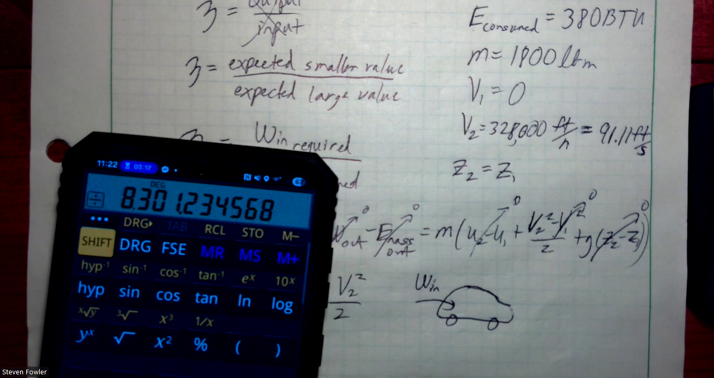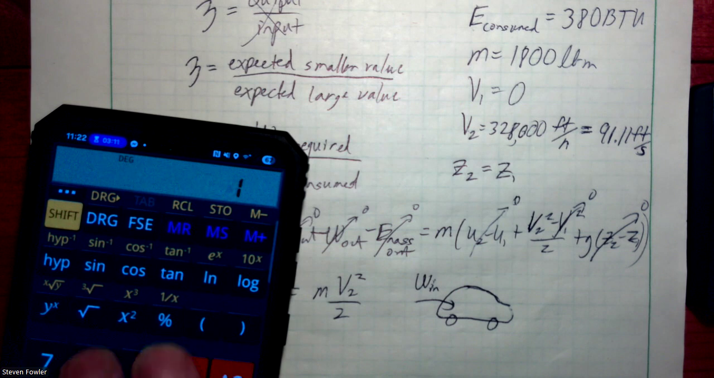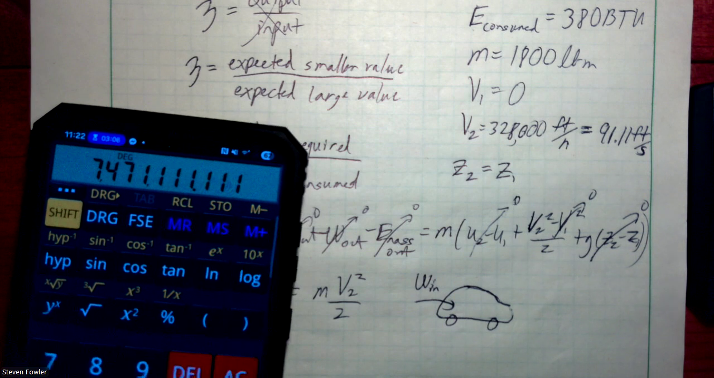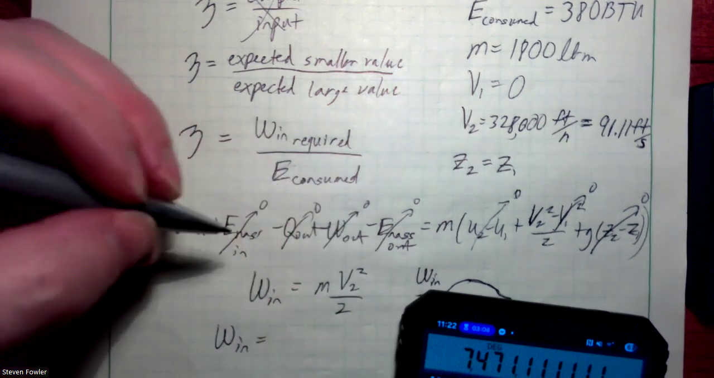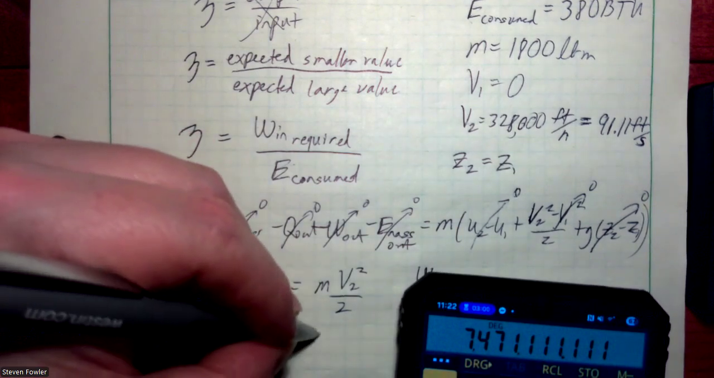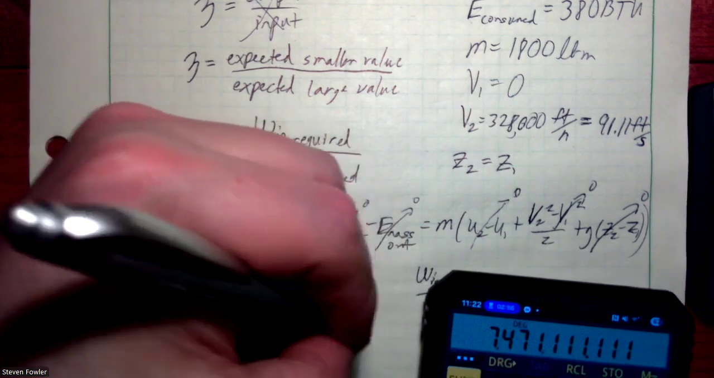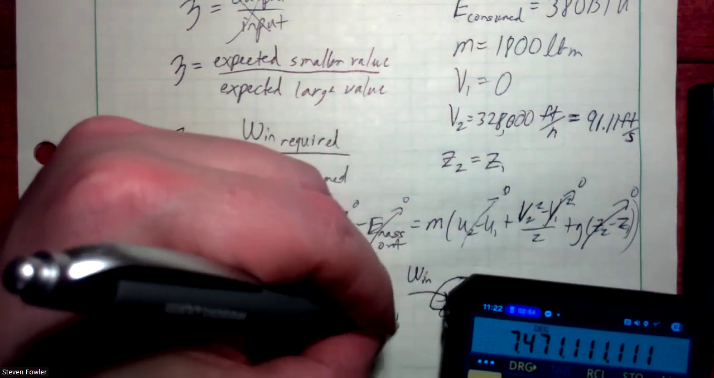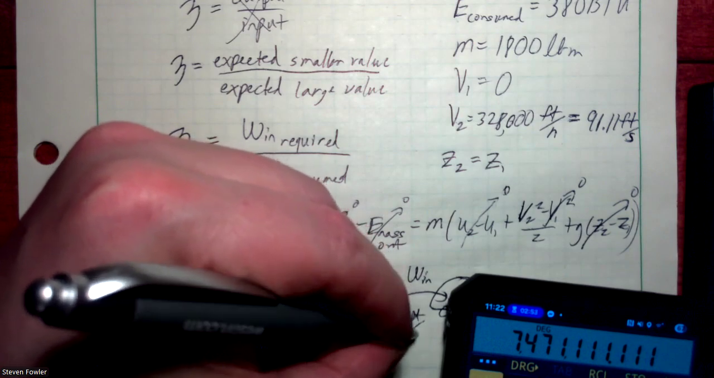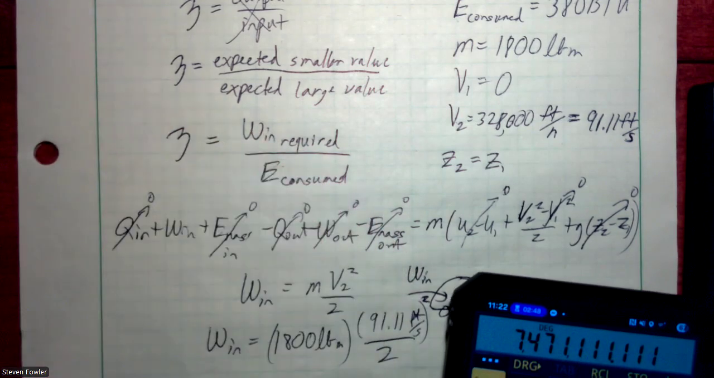I'm going to divide that by 2 because it's v squared over 2. Now I'm going to multiply it by the mass, 1,800 pound mass. You can write that out here if you need to. Let's write it out because we need to see the units: 1,800 pound mass times 91.11 feet per second, that's going to get squared and then divided by 2.